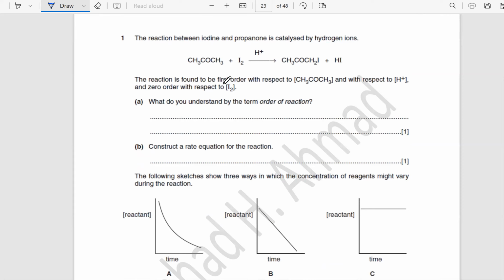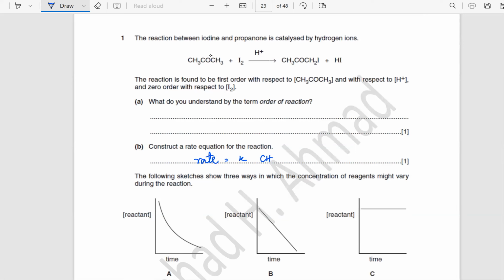अच्छा, ये वाला है कि what is meant by the term order of reaction? So it's just the exponent of the concentration of a reactant in a rate equation. Construct a rate equation for this reaction. Now it's very easy because they've given you everything. The reaction is found to be first order with respect to this. तो सब कुछ तो दिया हुआ है.